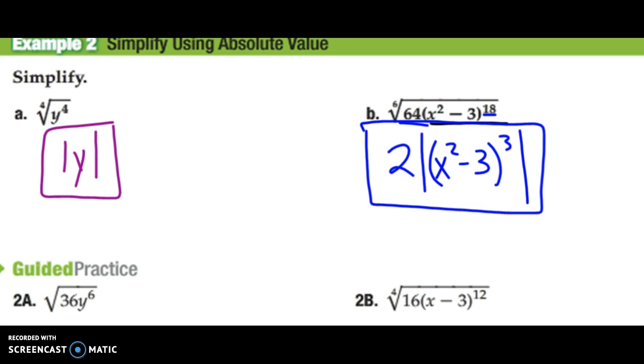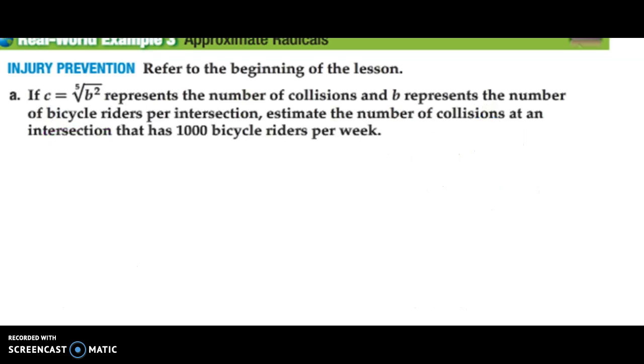There are a couple guided practice problems on the bottom that you could try. Again, since both of them have an even index and we're unsure whether the variable is positive or negative, we put our answer into absolute value that has the variable in it.